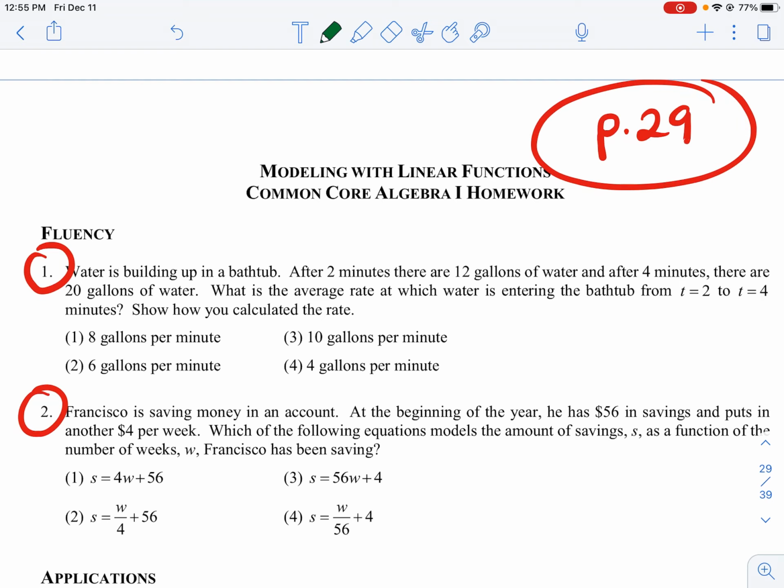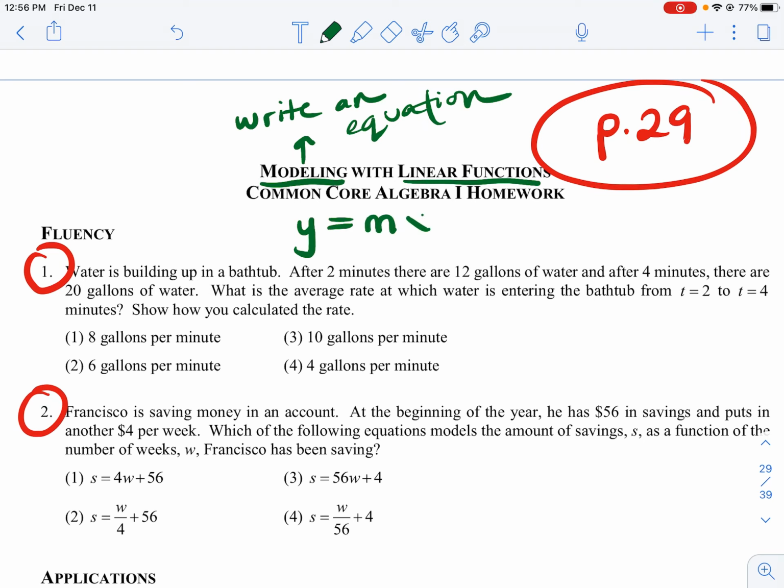We can do it though. Modeling with linear functions. When you see this word modeling, it means we're going to write an equation. And we know that when we write an equation and it's a linear function, we use y equals mx plus b. So in these problems, we're going to want to figure out what to put in for m and what to put in for b.